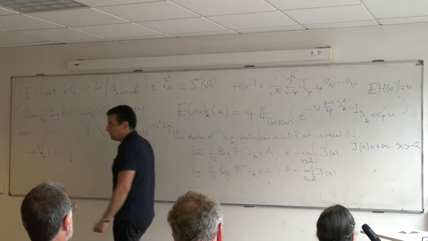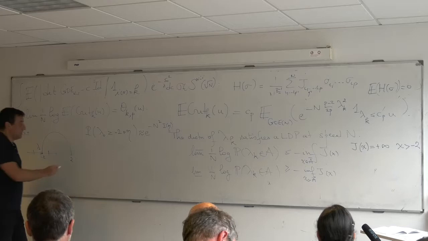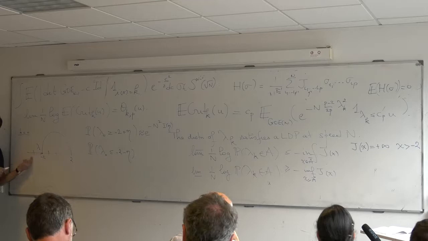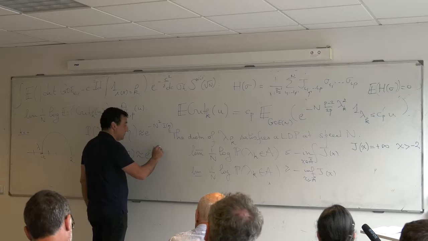But then, what is the probability that lambda 0 is smaller than negative 2 minus eta, where eta is positive? This one is now more probable. It's like exponential of minus n times a certain function of eta.